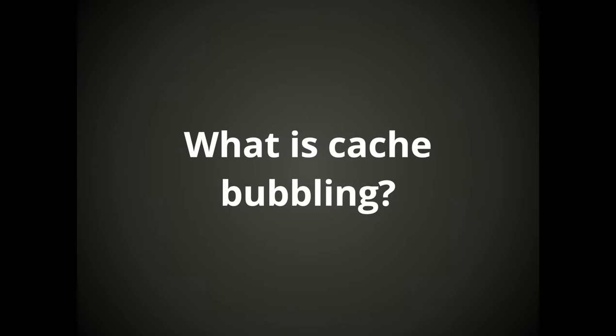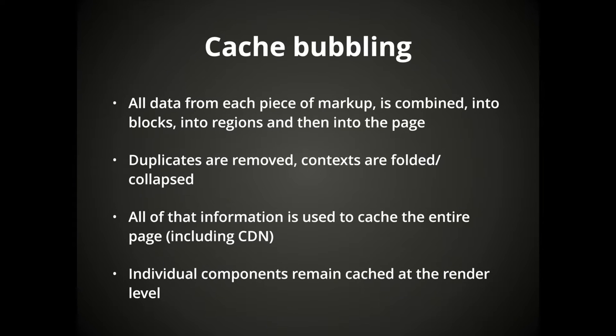There's more examples here, so I'm going to go back. I talked about cache bubbling a little bit. An example of that: all the data on a page usually is going to contain markup that is tagged with cacheability metadata from blocks. Blocks turn into regions. Regions turn into your whole page. The duplicates are removed, and the contexts are folded to reduce any unnecessary context. And then all that information is used to cache the entire page, like the HTML. That data could also be sent to a CDN.